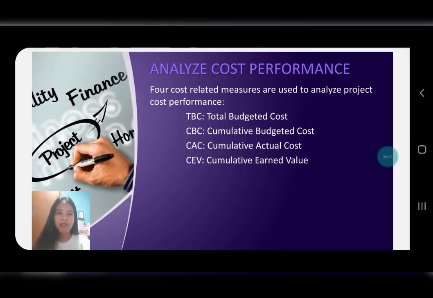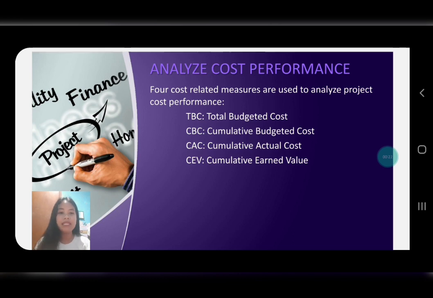Hi, this is Violeta Cando Sumayang. So right now, I'm going to be discussing the analyzed cost performance. So these 4 cost-related measures are used to analyze project cost performance, which are the TBC, CBC, CAC, and CEV.